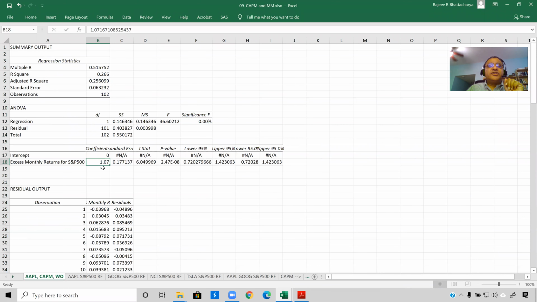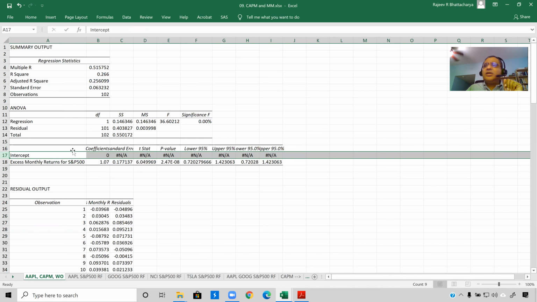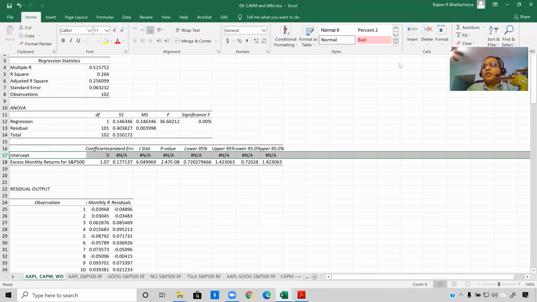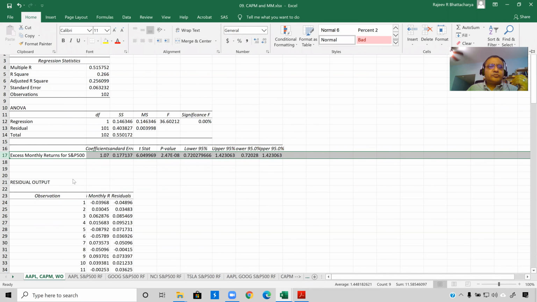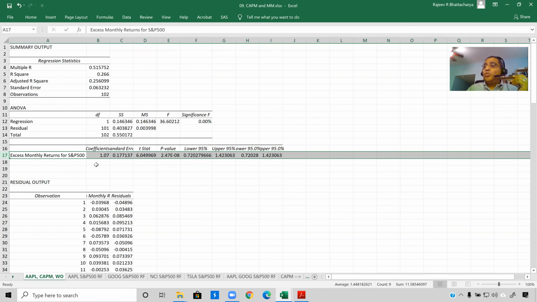So it's 1.07. That is the beta, the market beta. The intercept, we have already set the intercept to 0, so that particular row is meaningless. We're just going to delete that row. The beta is 1.07, which is very close to 1. Just keep this in mind when we do it a little bit later.